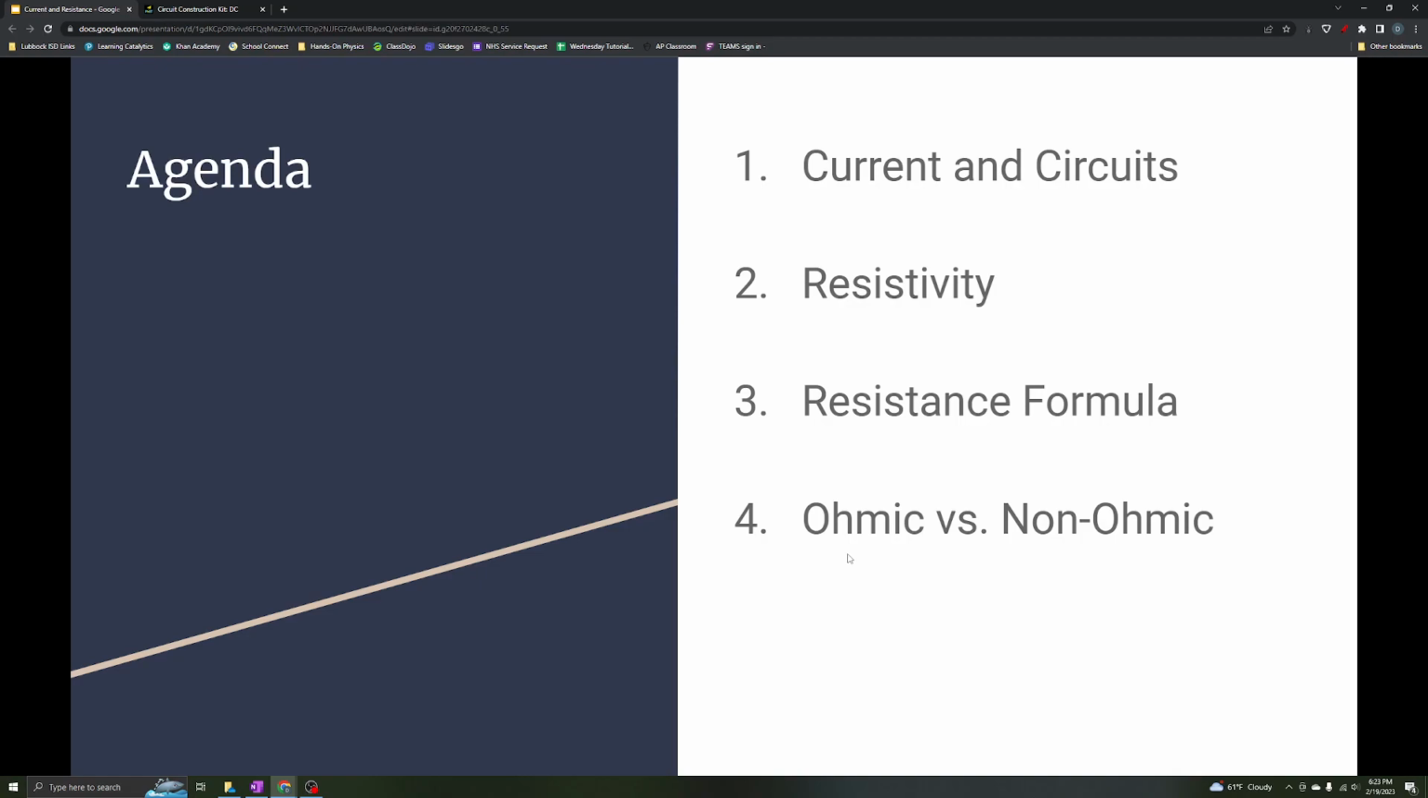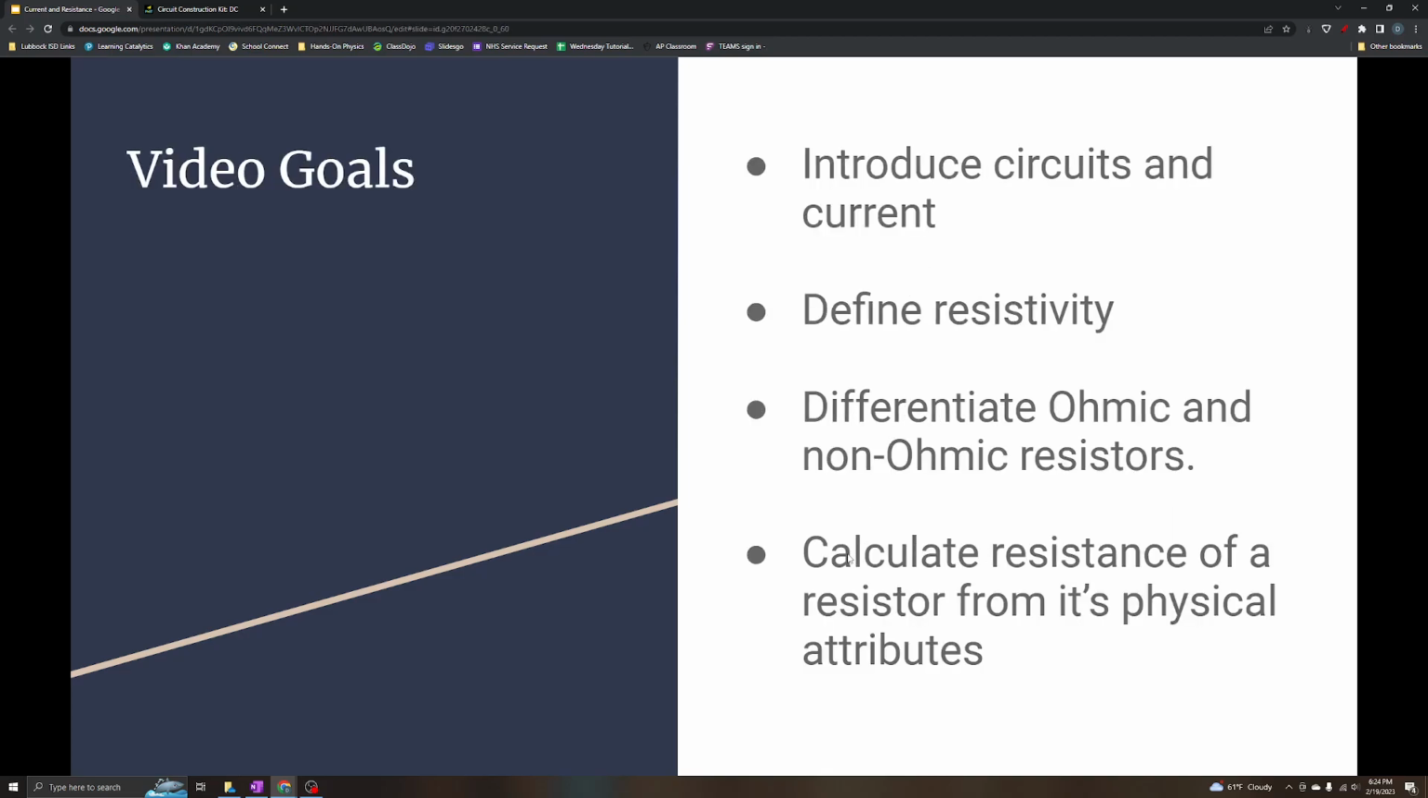I'm relying a little bit on y'all to remember some of your middle school stuff here, so if there's knowledge gaps there, we can talk about it during the debrief, but I think y'all should remember most of that. We're also going to talk about resistivity, the resistance formula, and then we'll talk about ohmic versus non-ohmic behaviors for resistors. The video goals here are first to introduce circuits and current.